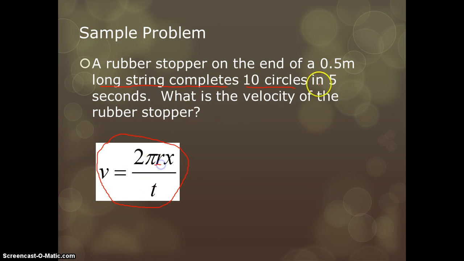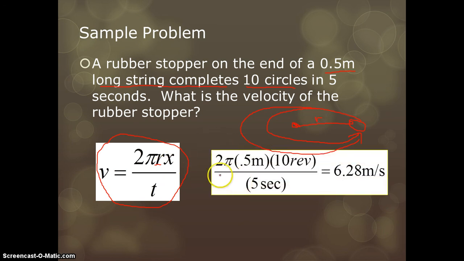It gives us the radius. That's the length of the string. So we've got this string here, and it's got a ball on the end, and the ball is turning in this circle. Actually, the circle should be more like this. It's going like that. The length of the string is the radius of the circle, r.